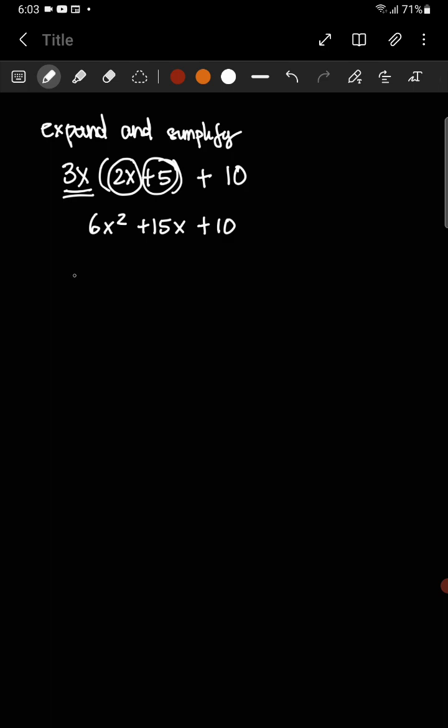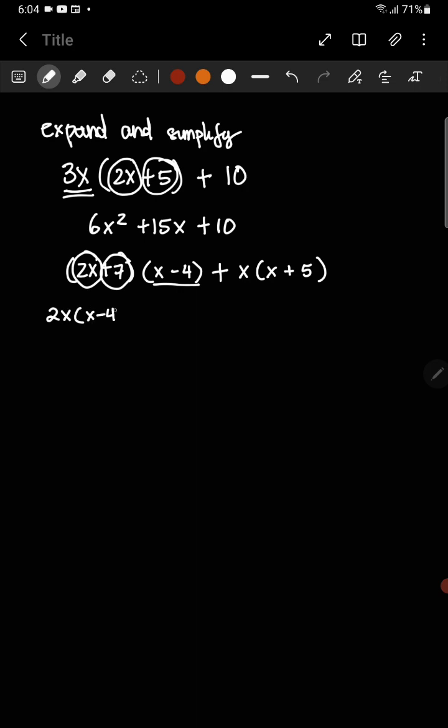Okay. The next one, let's say I have 2x plus 7, x minus 4, and then plus x plus 5. Let's say like that. Now, again, this will be multiplied to this, and then after that this one will be multiplied to the same thing. So I will write it down. 2x minus 4 plus 7 x minus 4, and then plus x plus 5.